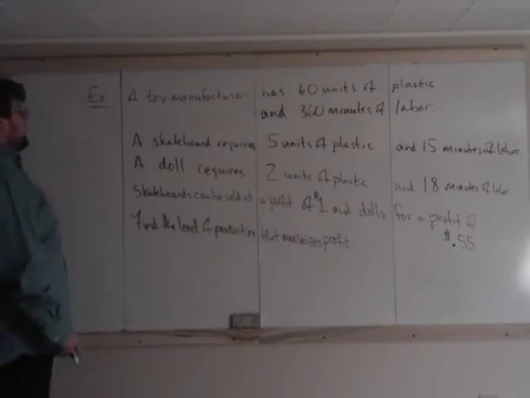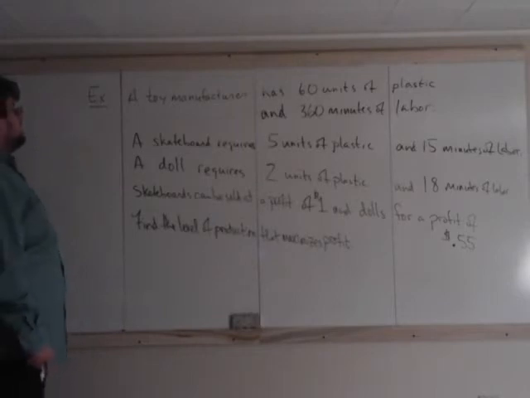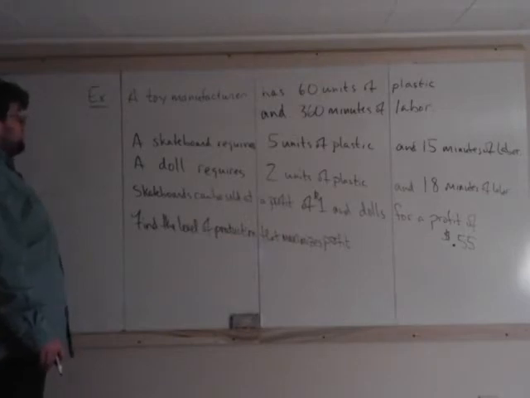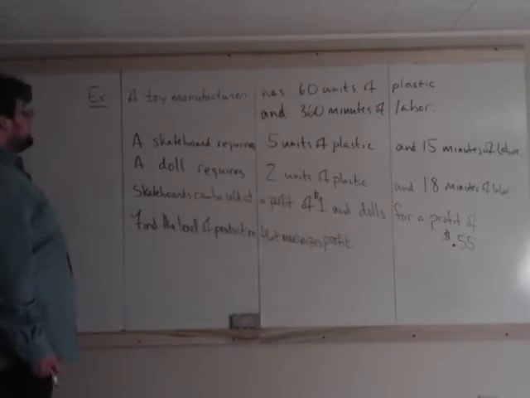A toy manufacturer has 60 units of plastic and 360 minutes of labor. A skateboard requires 5 units of plastic and 15 minutes of labor. A doll requires 2 units of plastic and 18 minutes of labor. Skateboards can be sold at a profit of $1. Dolls can be sold at a profit of 55 cents. Find the level of production that maximizes profit.